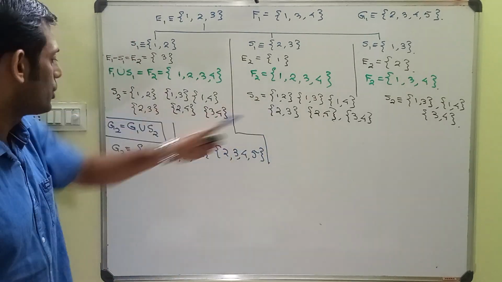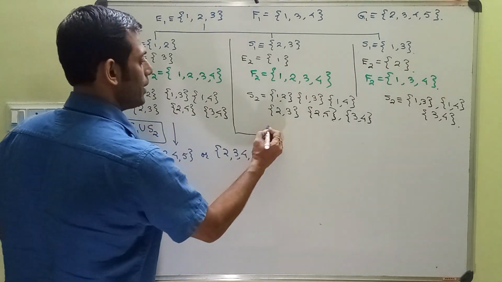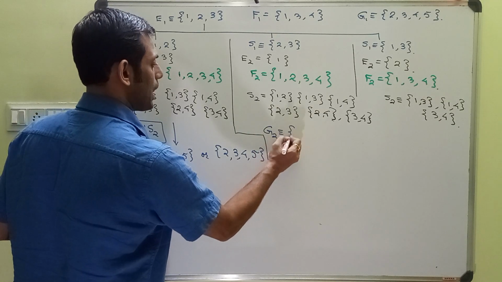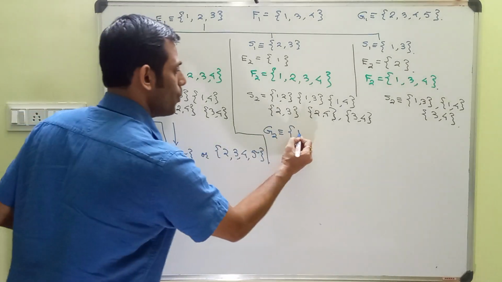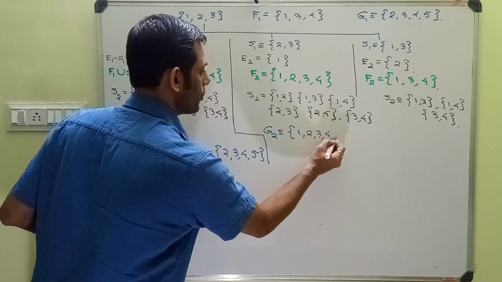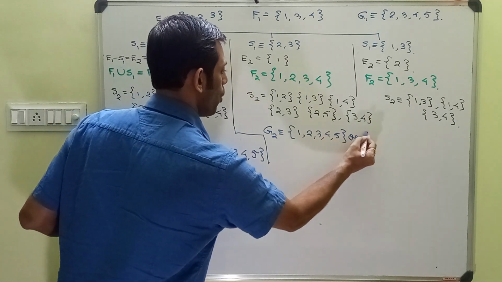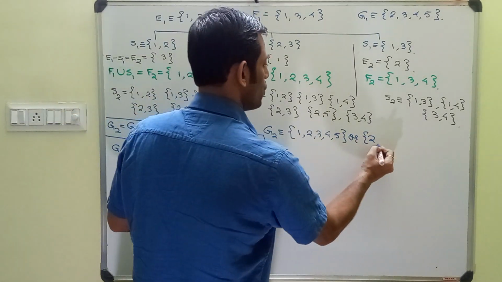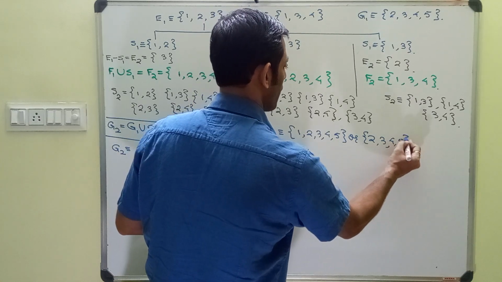Now here also the same allocation will be valid. That means here G2 again shall be either this or this, 1, 2, 3, 4, 5, or it will be 2, 3, 4, 5 simply.